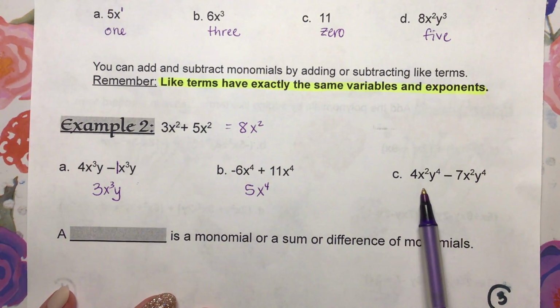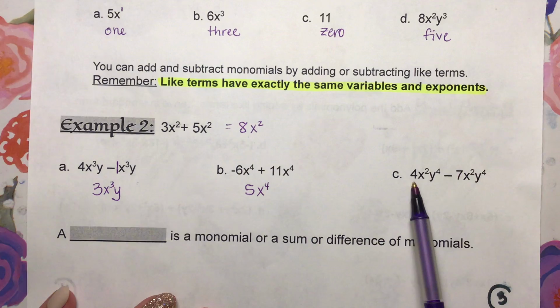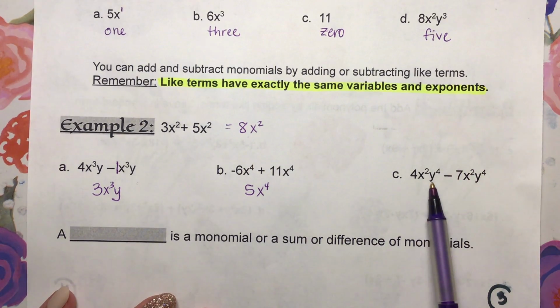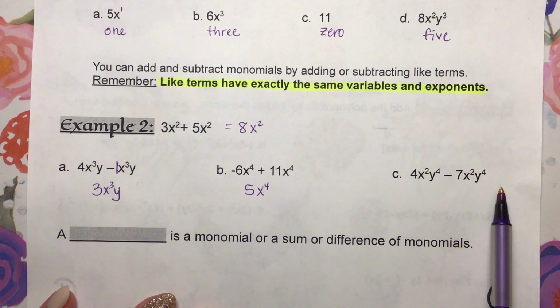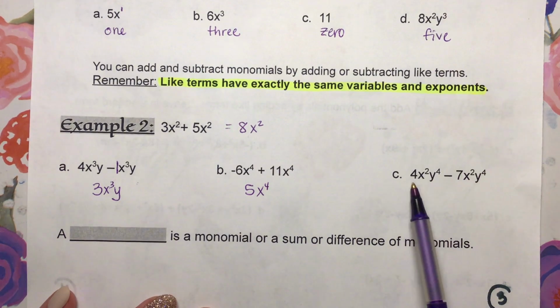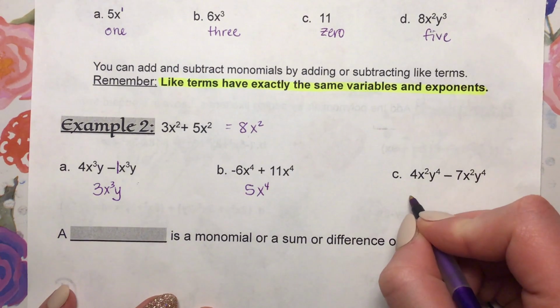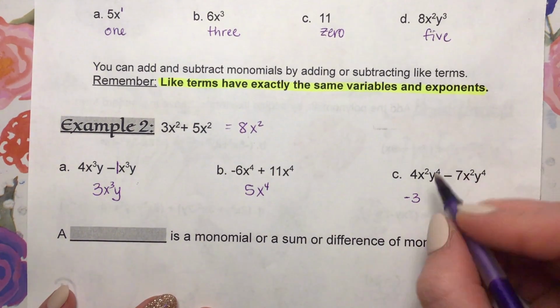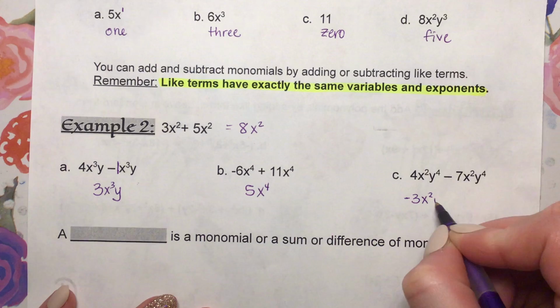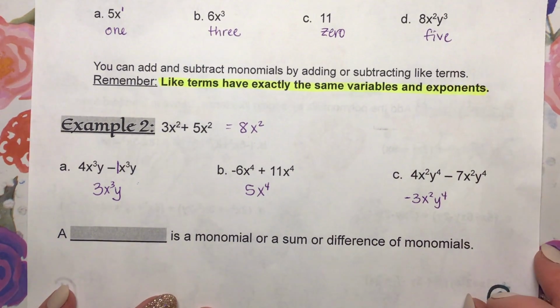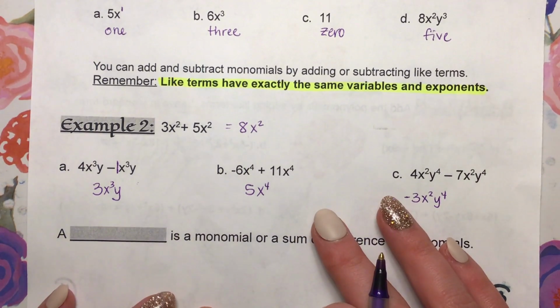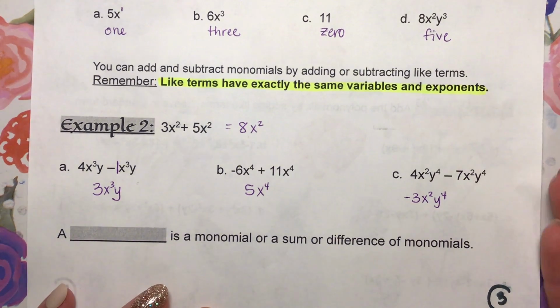So finally, in example C, I have 4x squared y to the fourth minus 7x squared y to the fourth. Take your coefficients, the 4 and the minus 7, and do that operation. So 4 minus 7 is negative 3. And then carry down your variables, x squared y to the fourth. So this is very similar to what we've already done. This is just adding like terms.